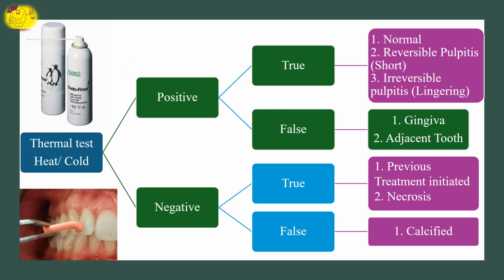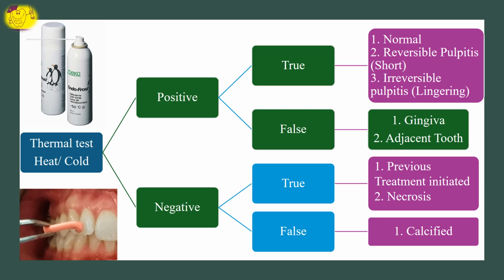Now, let us interpret the findings of the thermal test, which is the heat or the cold. If it is true positive, then it is indicative that the pulp tissue can either be normal, reversible pulpitis if there is a short response, and irreversible pulpitis if there is a lingering response.